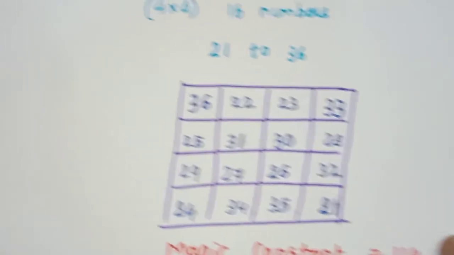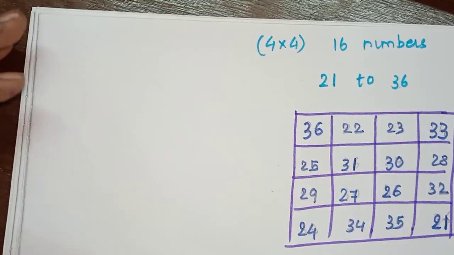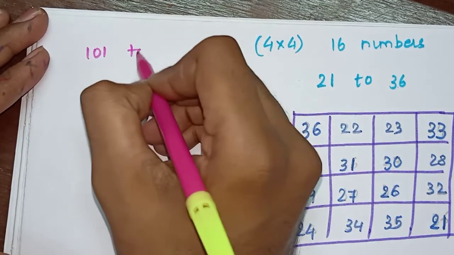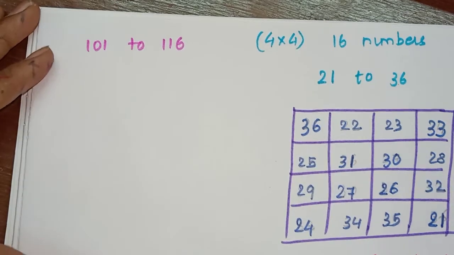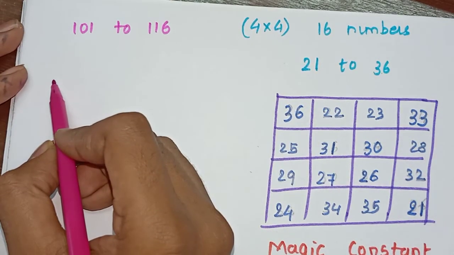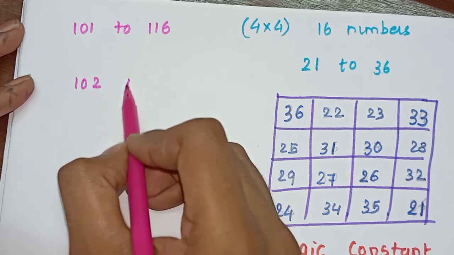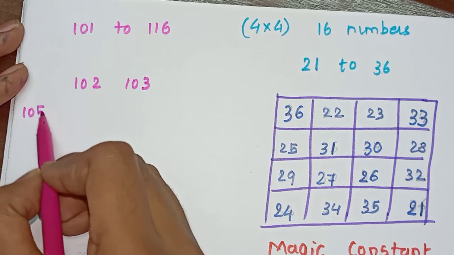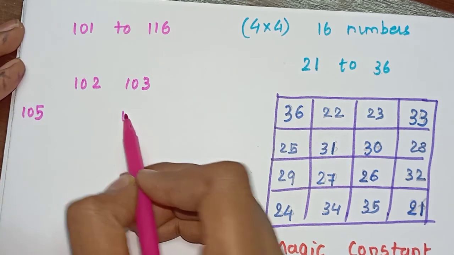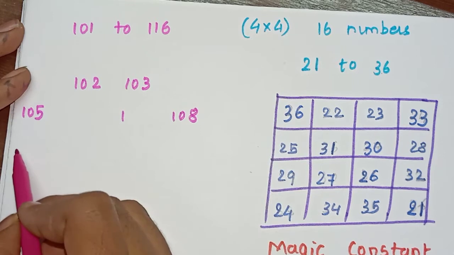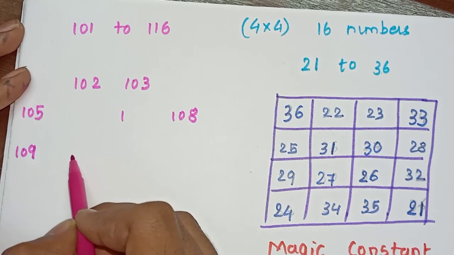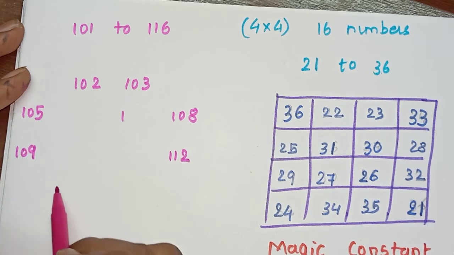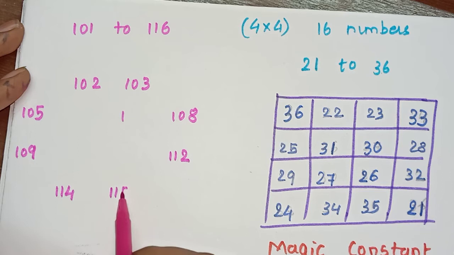I will show you one more. You can randomly pick any numbers. Now let's say I want to make it from very big numbers, for example 101 to 116. So I will write 101, then 102, 103, then 104 will be here. Here it will be 105, 106, 107, then 108, 109, 110, 111, 112, 113, 114, 115 and 116.